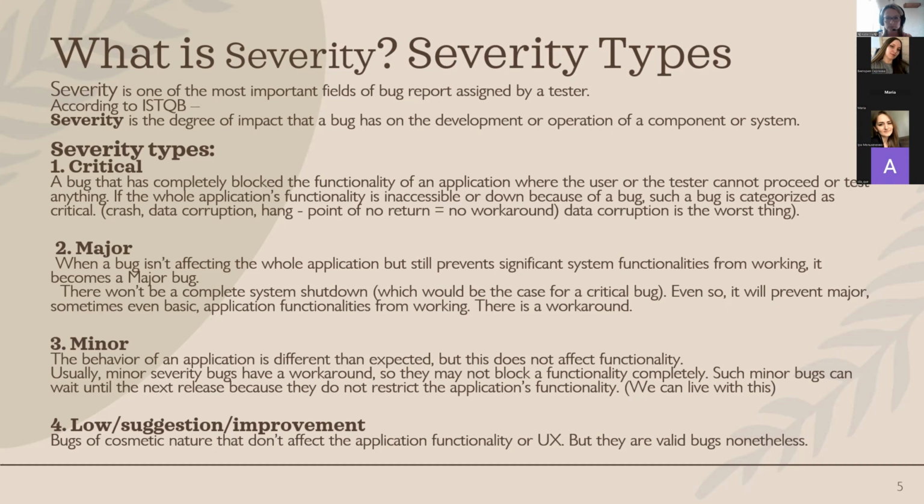However, the user is still able to read the document online. The next type is low, or sometimes it's called suggestion or improvement. Bugs of cosmetic nature that don't affect the application functionality or user experience, but they are valid defects nonetheless. So, it is good for the developer to do it if you have time. For instance, spelling mistakes on the web page. They are valid bugs, but they can wait to be fixed since they don't affect application functionality.